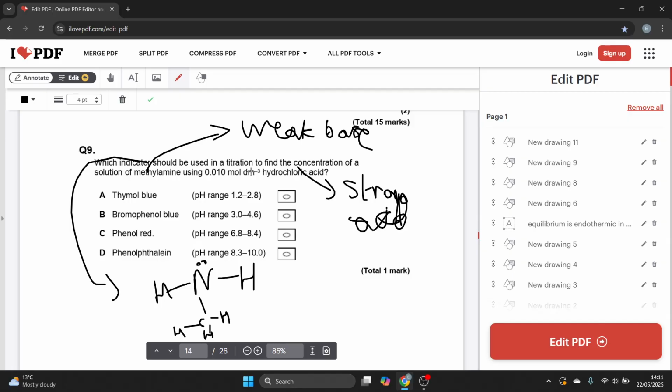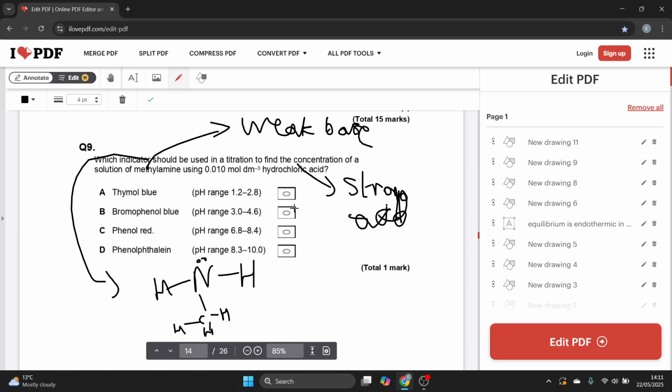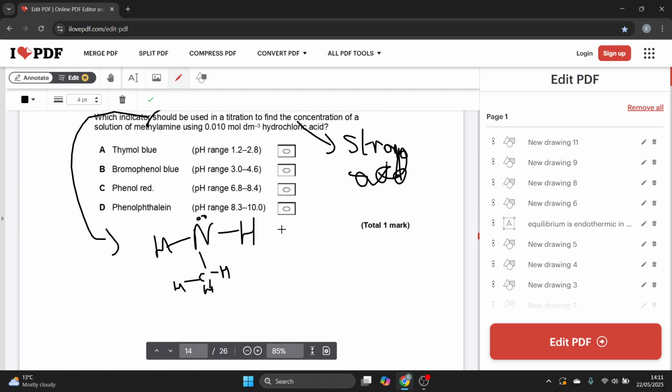So weak acid, strong base. No, weak base, strong acid. Yeah, weak base, strong acid. So the pH curve should look something like that. That's the vertical part of the curve. That's where the pH is 7. So this is the vertical part of the curve.